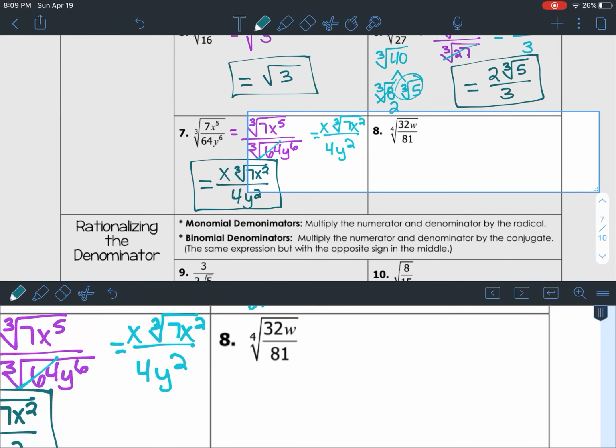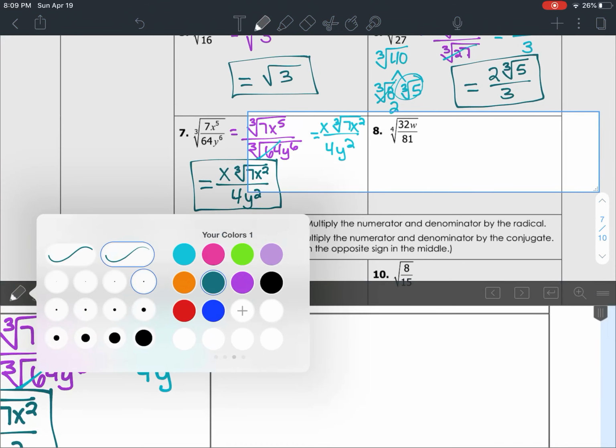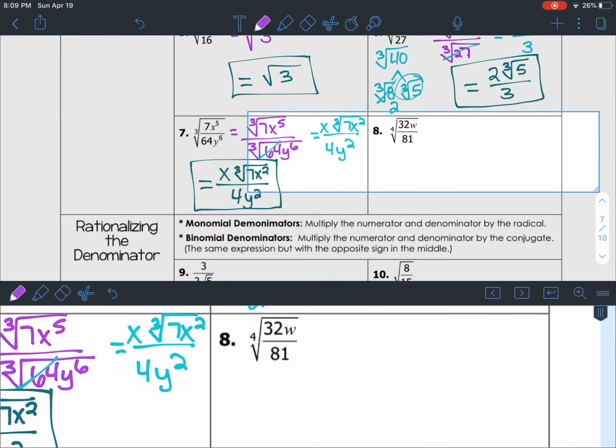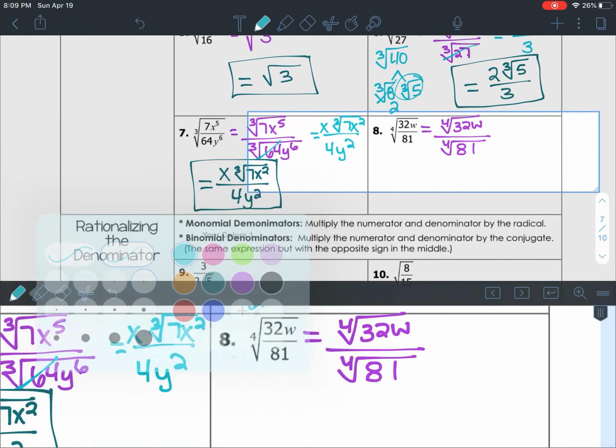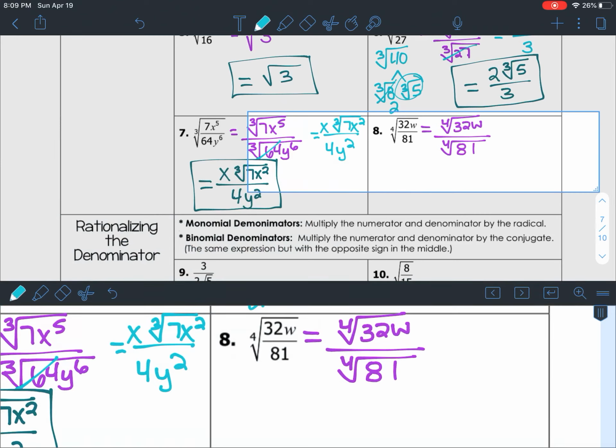This is the last one, and then I'm going to give you guys your assignment for the day. So for this one, again, 32 and 81 do not divide evenly into each other. So I'm going to break these guys up into the 4th root of 32w over the 4th root of 81. And again, 81 is actually a perfect fourth. So this is just 3.